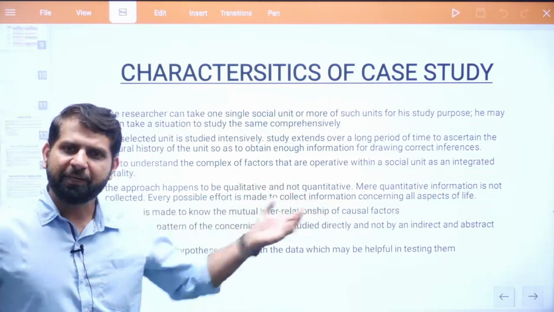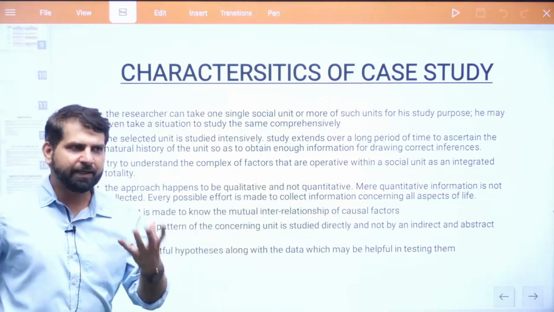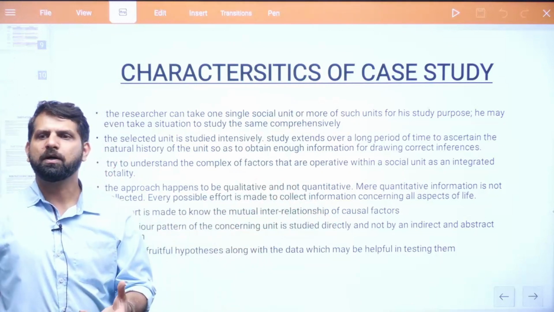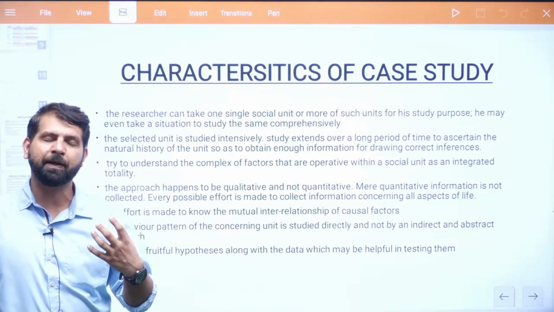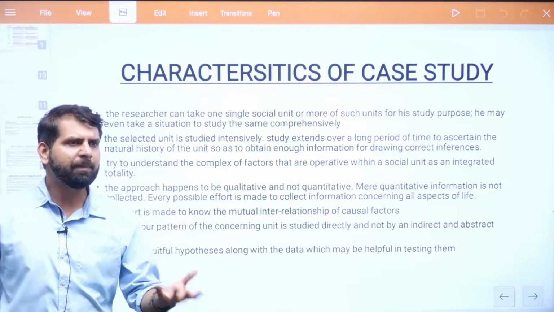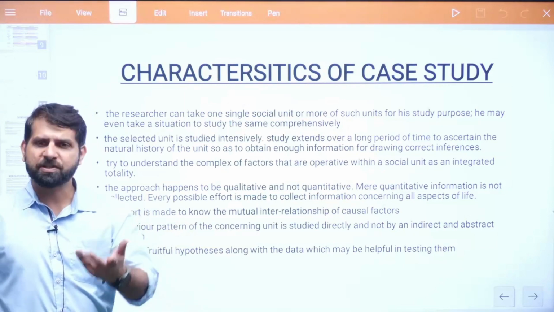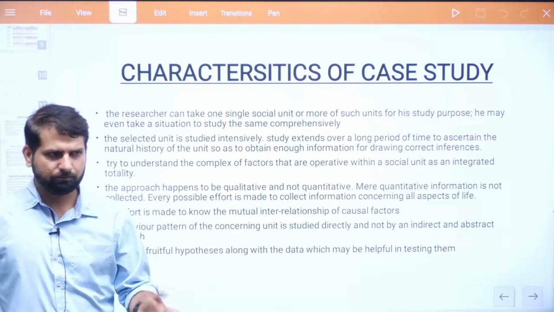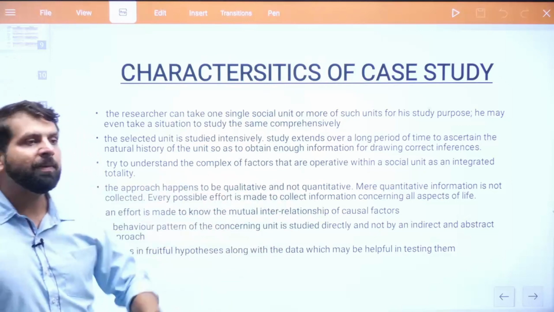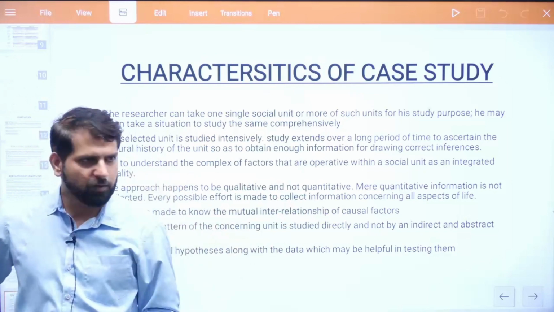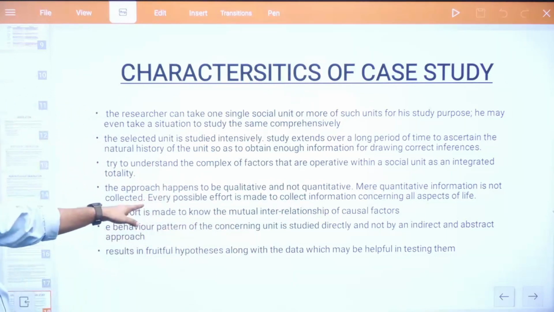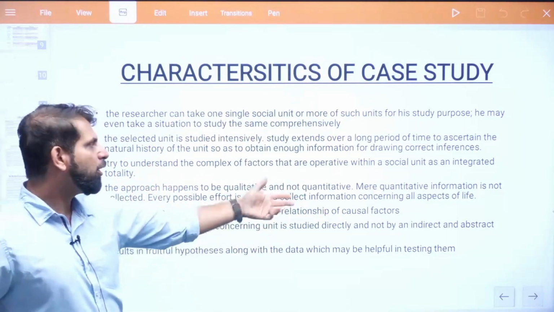Self-explanatory statement: if I am studying a kinship pattern, for example kinship of South Indians, Tamils, where cross-cousin marriage is preferred, I need to understand complex factors, how people are addressed, what are the terms of reference, what are the terms of address of those individuals. The approach happens to be qualitative again and not quantitative.